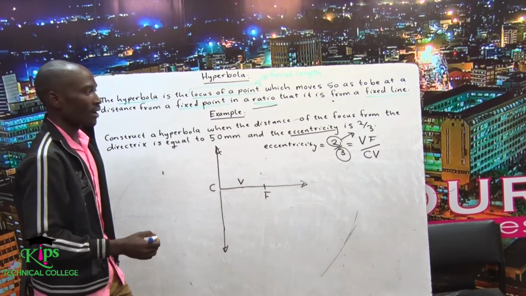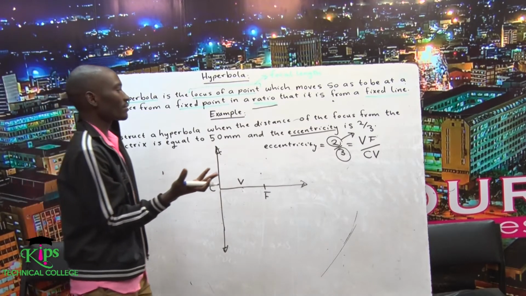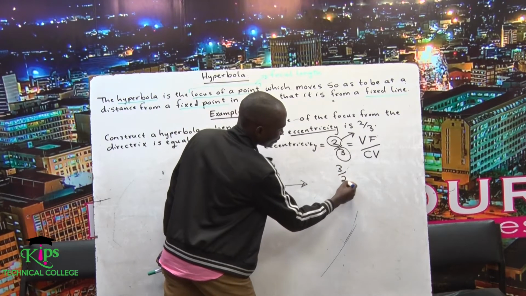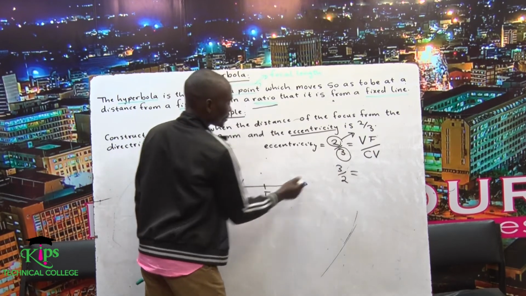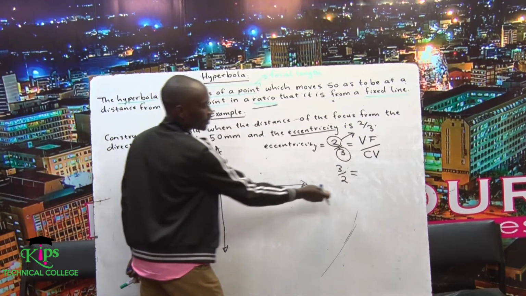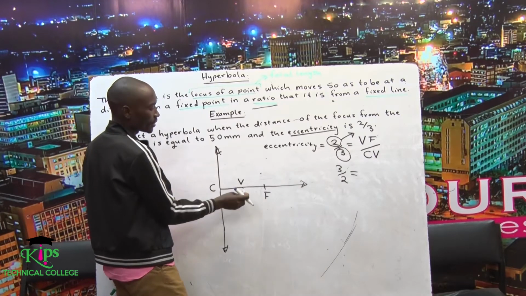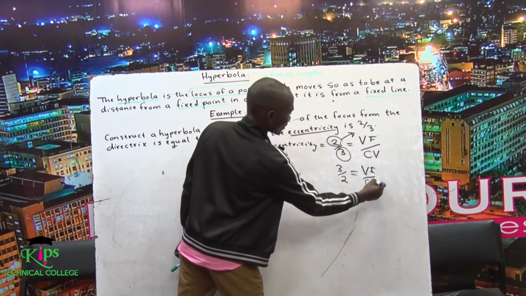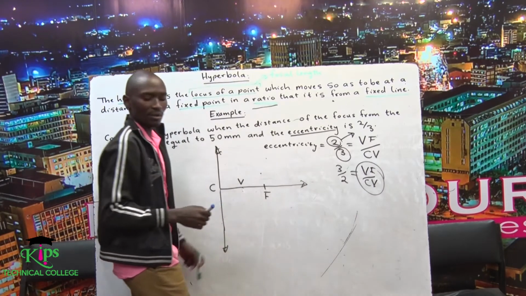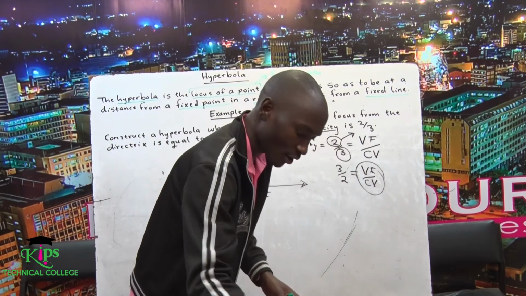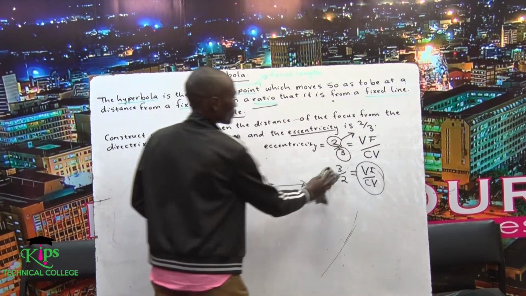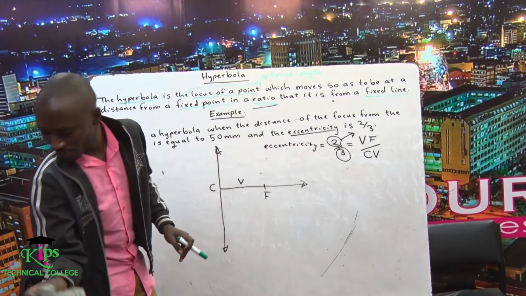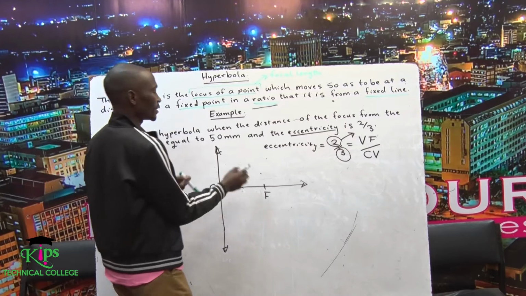Even if you have been given any kind of value in terms of eccentricity, for instance something like 3 all over 2, it means that 3 represents this distance in between V and F, while 2 represents the distance in between C and V. So it is VF all over CV. So this is the formula that you need to recall all the time. So that is how you elaborate the eccentricity.